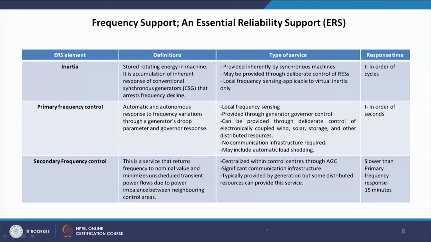Now, for the same ERS, there are a couple of important definitions that we need to understand. The ERS element: let us focus on what inertia is. By definition, it is stored rotating energy in a machine, which I have already described in the beginning of my lecture today. It is the accumulation of the inherent response of conventional synchronous generators, that is CSG, that arrests frequency decline. Because of the inertial energy available, the frequency is not allowed to vary, because of the capacity to both absorb and release as and when needed.